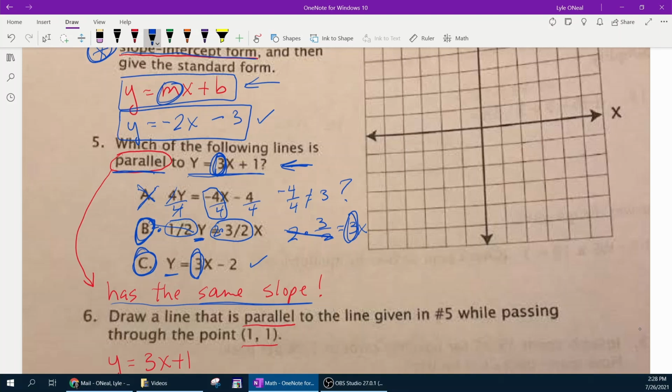The main thing that I need to get across to you for number 5 here is that in order for lines to be parallel, they have to have the same slope. And in order for you to effectively compare their slopes, you have to be in slope-intercept form, which means you have to have y by itself.